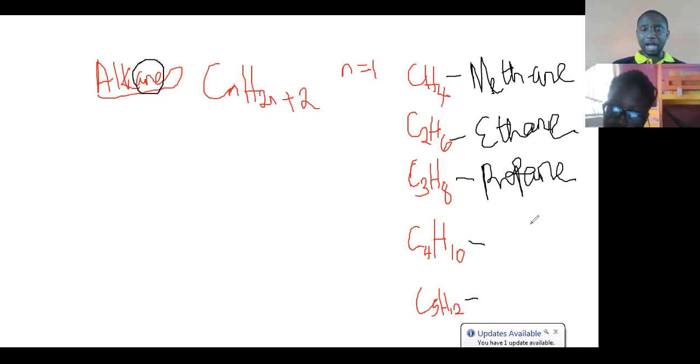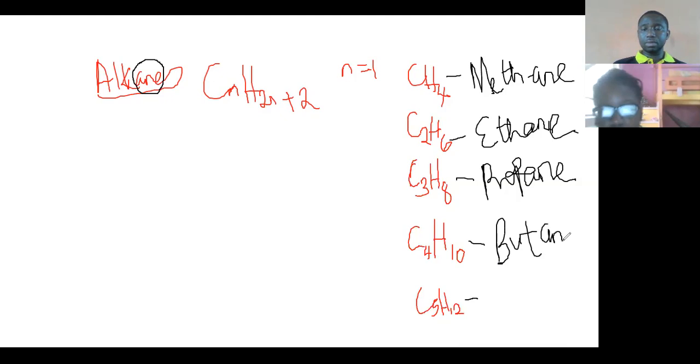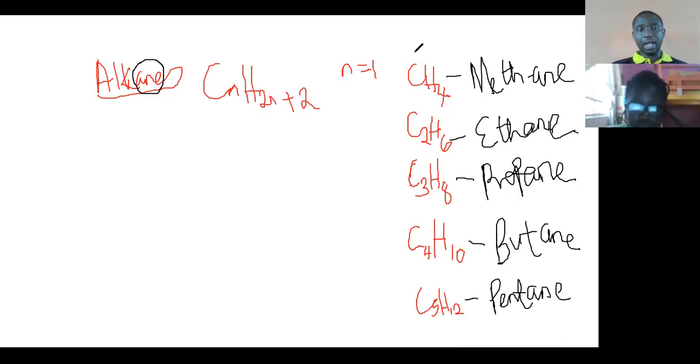So you're seeing their surname affecting them there. The next one is butane, and the next one is pentane. All right, that's an example of how their surnames are affecting them. Okay, we have methane, ethane, propane, butane, and pentane.